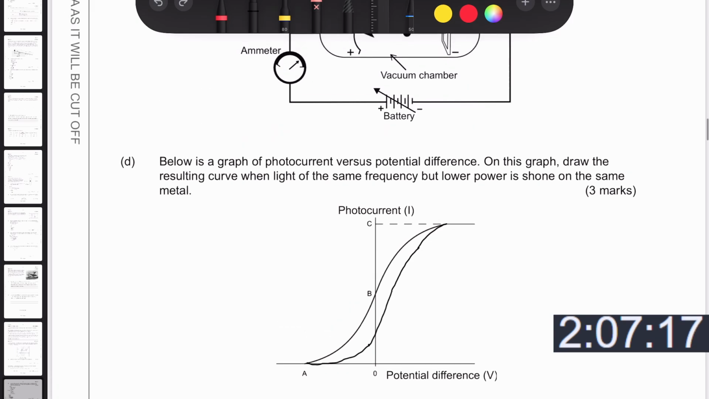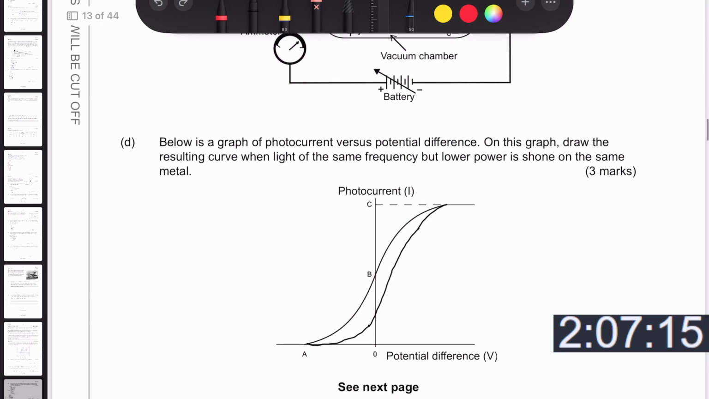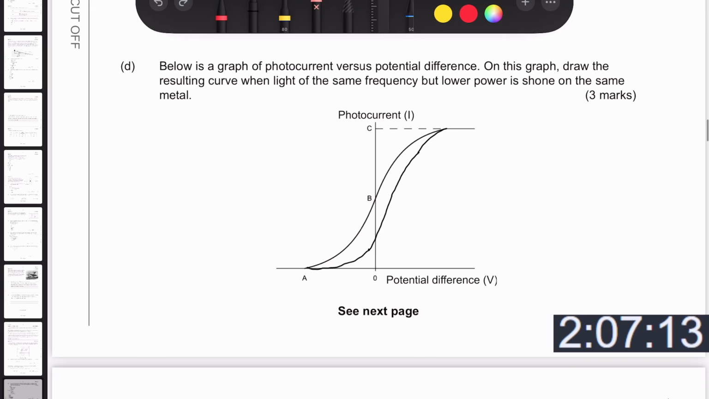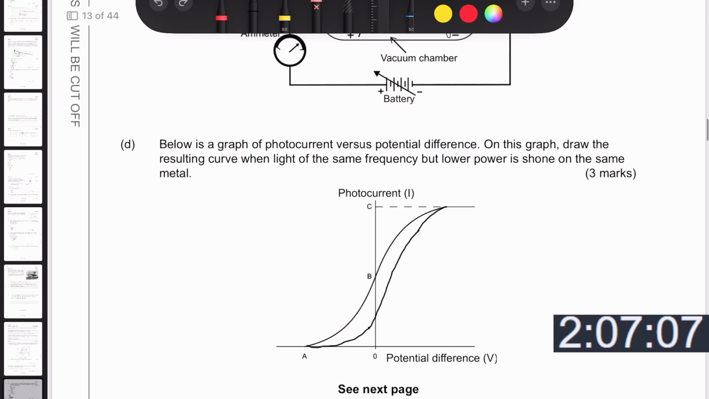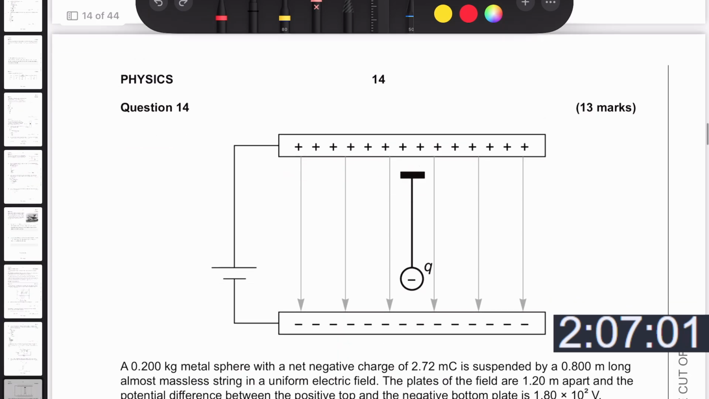I think so. That looks correct to me. Reaches zero at the same point. What happens when potential difference is higher? Yeah, I think this makes sense.